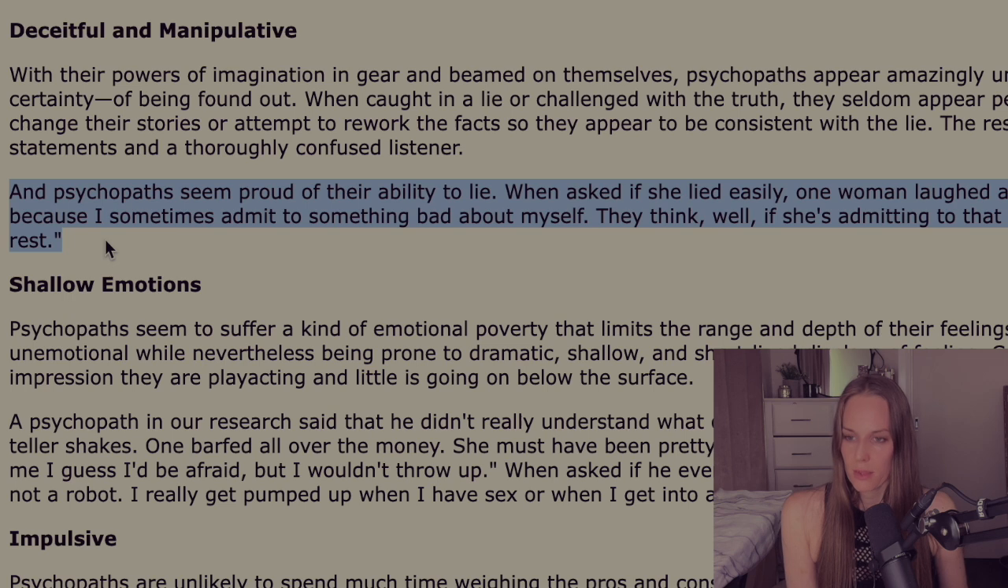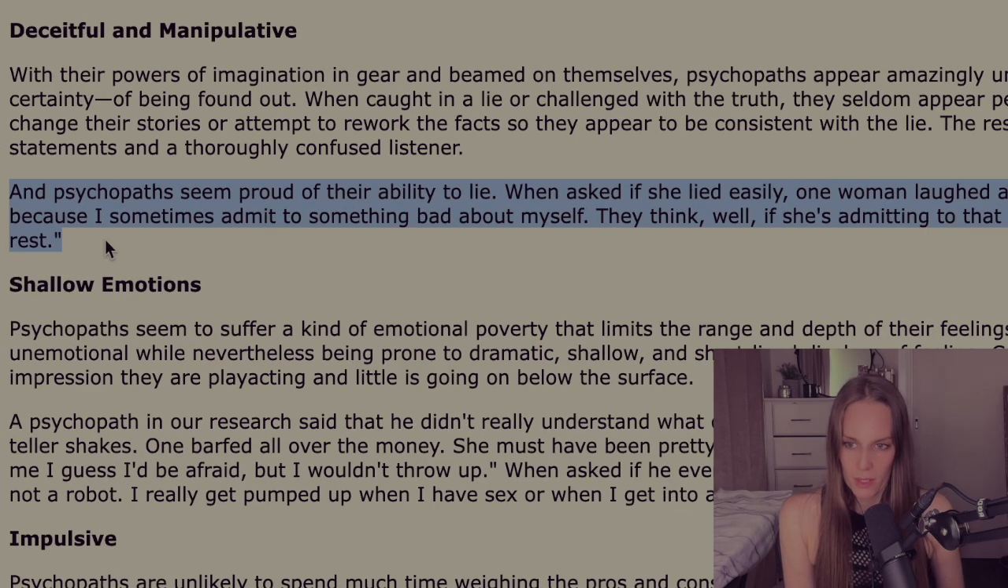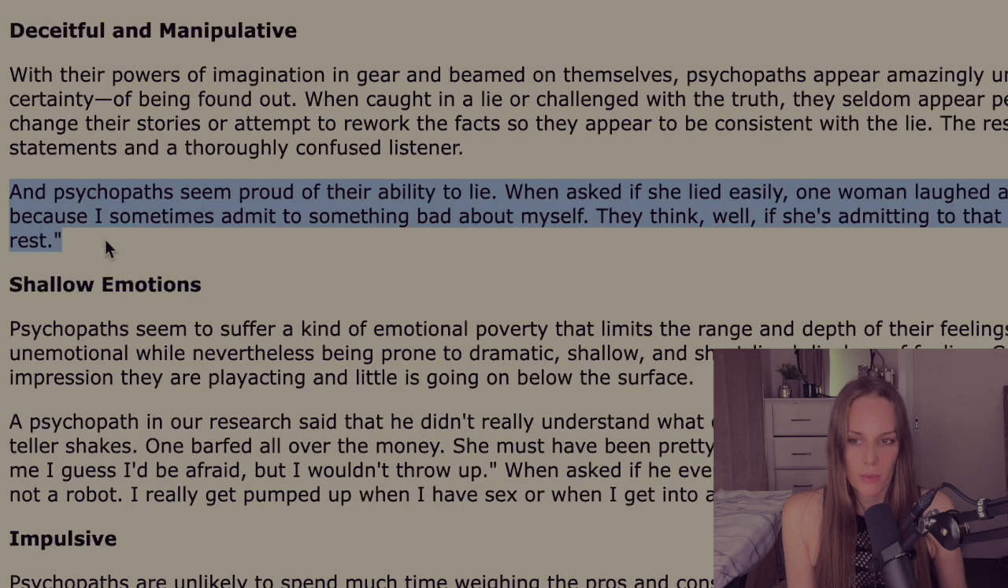And psychopaths seem proud of their ability to lie. When asked if she lied easily, one woman laughed and replied, "I'm the best. I think it's because I sometimes admit to something bad about myself. They think, well, if she's admitting to that, she must be telling the truth about the rest."